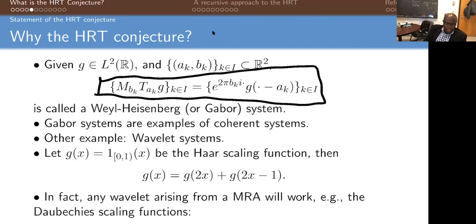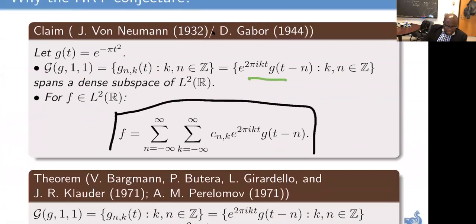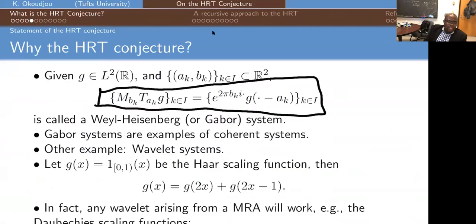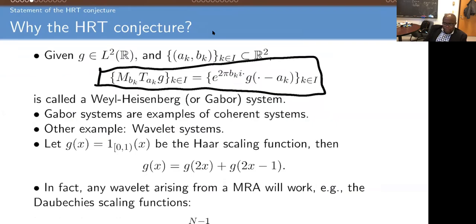The HRT conjecture is concerned with exactly finitely many time frequency shifts of a given function. In general, I could consider a countable set and try to understand the approximation properties of this set of functions. This kind of system is known as a Weyl-Heisenberg or Gabor system. They are examples of coherent states, and another very well-known example of coherent states are wavelet systems. In order to construct a wavelet, we usually start from something called the scaling equation, which is a representation of a given function at two different scales.